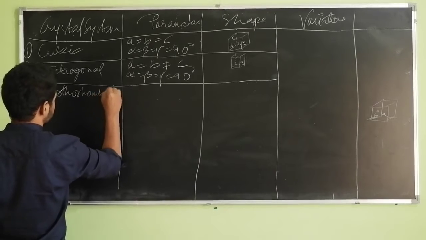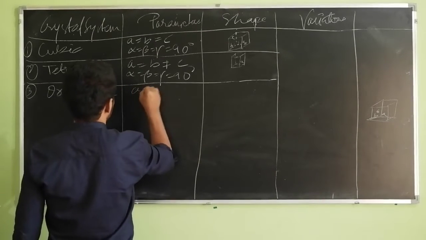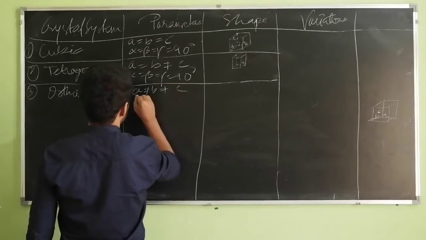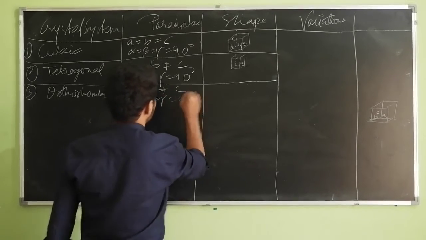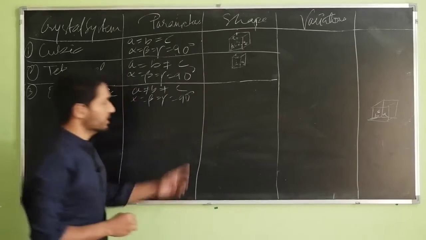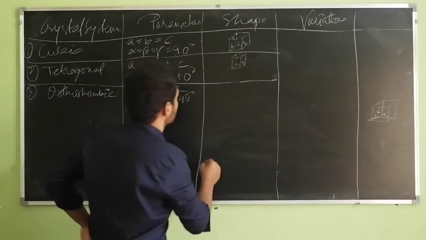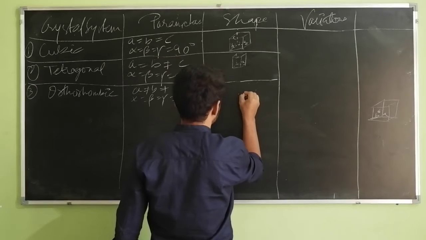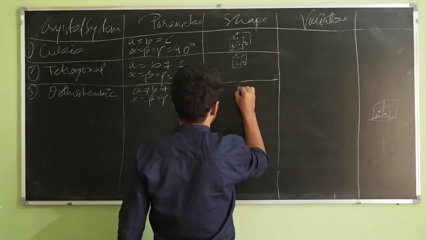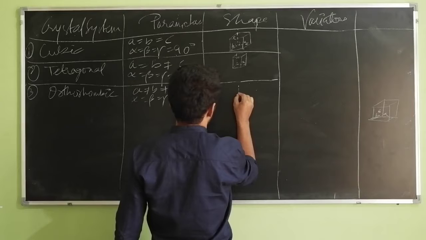orthorhombic. What do we have? A is not equal to B, is not equal to C. Alpha is equal to beta, is equal to gamma, is equal to 90 degree. And let's try to draw this with the same parameters that we have. What do we have here? So we have A is not equal to C. And we'll draw B as well, which is unequal.